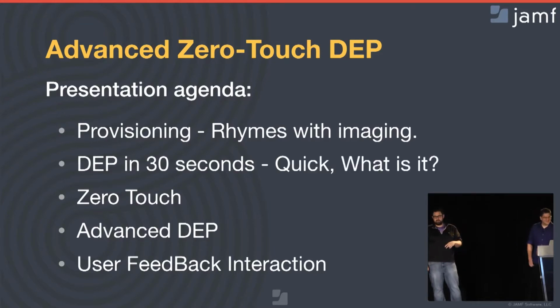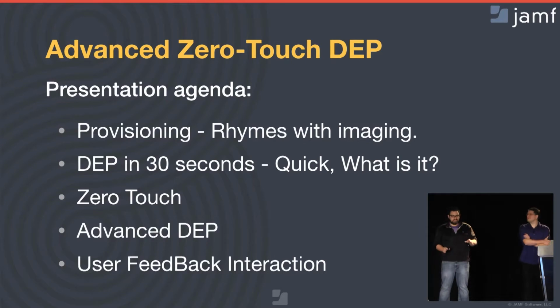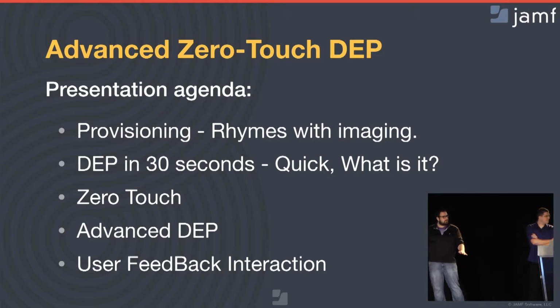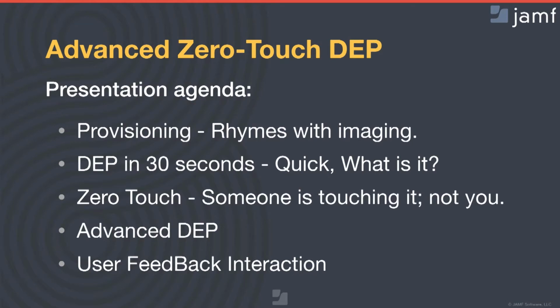We're going to go through DEP in 30 seconds, like quickly, what actually is DEP. Some of us in here have heard the word DEP, have heard the word zero-touch. What does it actually mean? It's going to mean something completely different to everyone. What zero-touch actually means is someone's touching the computer. The computer's not going to unwrap itself from the shrink wrap. It's not going to boot itself up. Someone's touching the computer. We'll talk about who's going to touch it. Maybe it'll be you. Maybe it'll be end users.